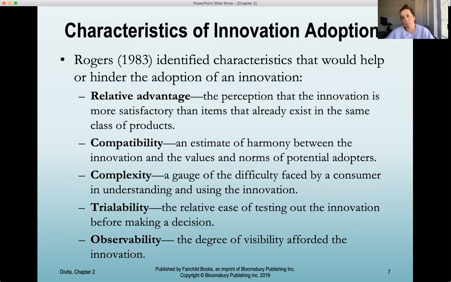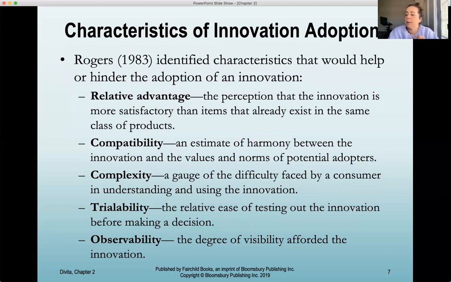Characteristics of innovation adoption. Rogers is a very important name. This is someone who identified characteristics that would help or hinder the adoption of an innovation. Essentially, he placed certain titles or categories that either help an innovation become adopted or push it back and don't allow it to become adopted. So number one is relative advantage.